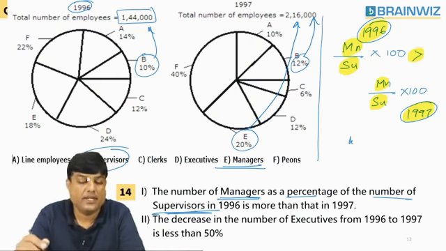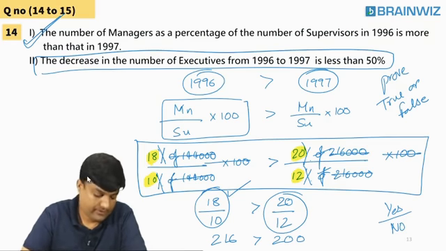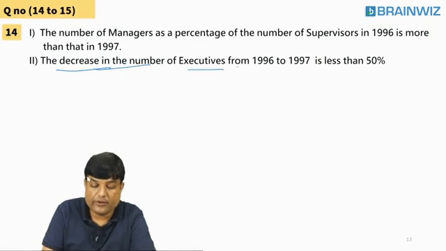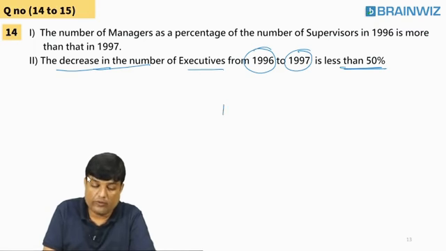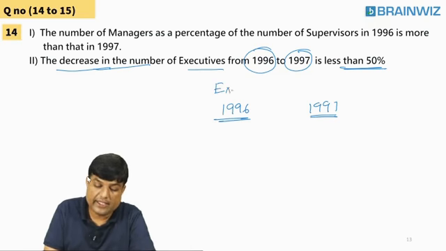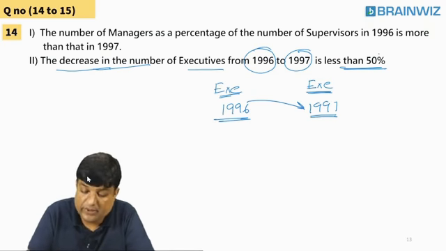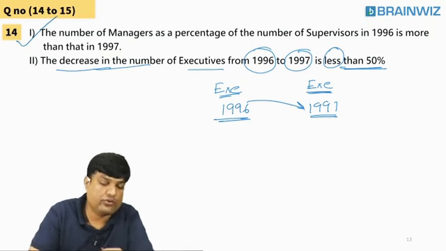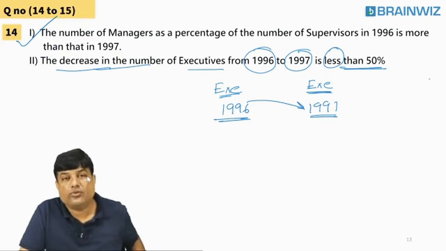Okay, clear? Now let's see the second statement. What did he ask you? The decrease means downfall. The decrease in the number of executives from 1996 to 1997, is it less than 50% or not? The downfall from 1996 to 1997, executives in the year 1996 and executives in the year 1997. Is the downfall 50% or less than 50%? That is the question. The first one is always true. The second one is true or false, we don't know.